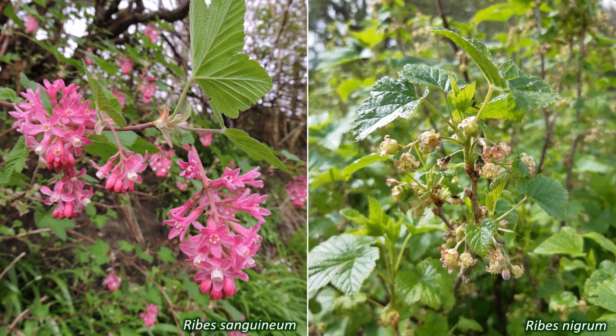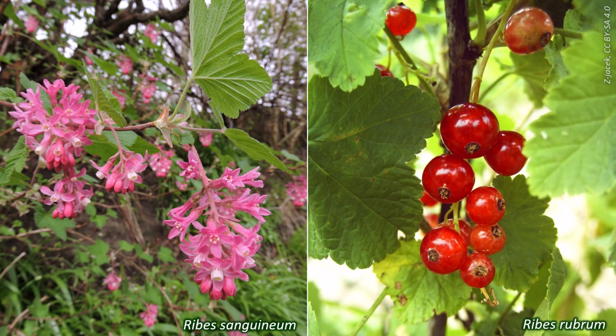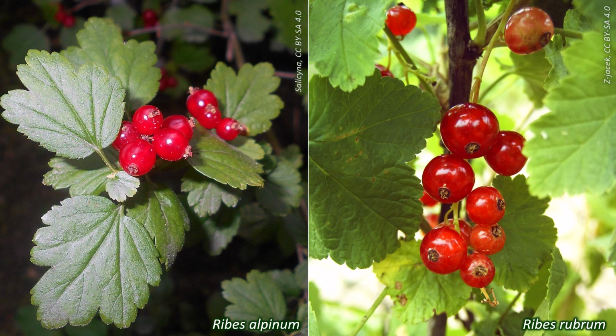There are only a handful of species found in the UK. These include Ribes rubrum, Ribes spicatum, downy currant, Ribes alpinum, the mountain currant, and Ribes uva-crispa.